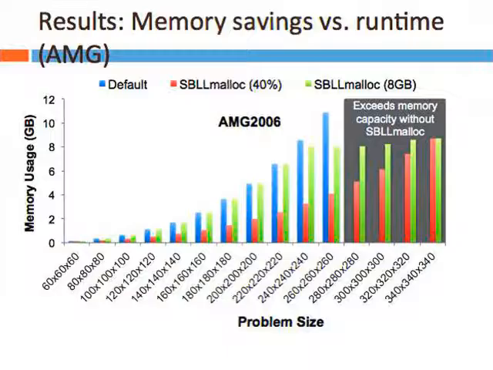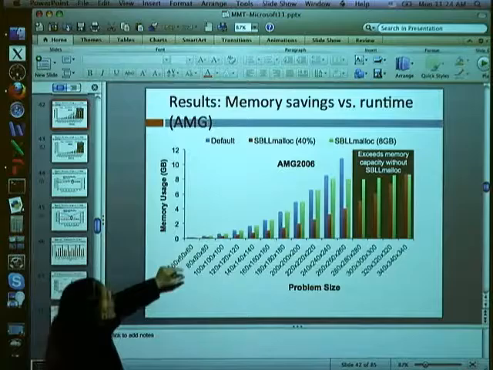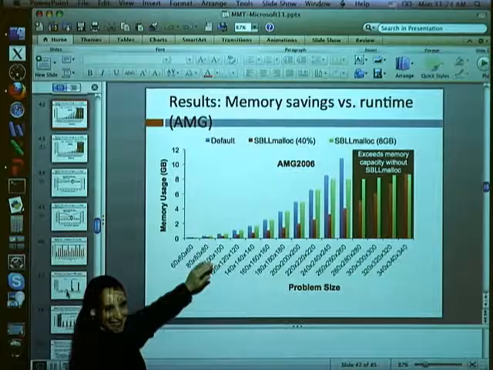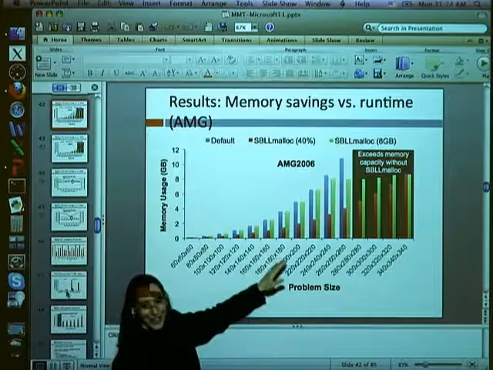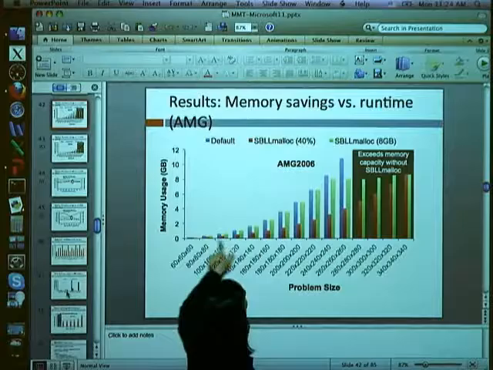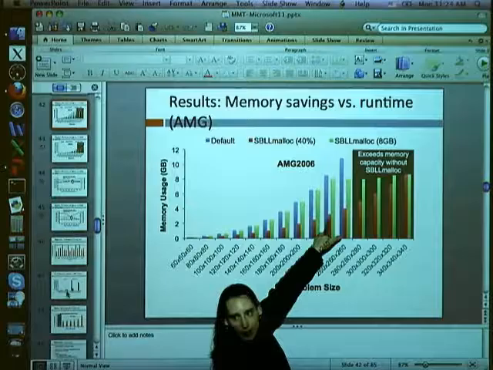Oh, I'm sorry, that's memory usage, not execution time. That's memory usage. Sorry about that. So ignore everything I just said. Different explanation. The 40% saves more memory because it gets triggered earlier, whereas the 8 gigabytes waits until we get up near the 8 gigabytes. So that's why it doesn't save any memory if we don't need more than 8 gigabytes. And then you can see here we start hitting 8 gigabytes and then it starts to kick in.